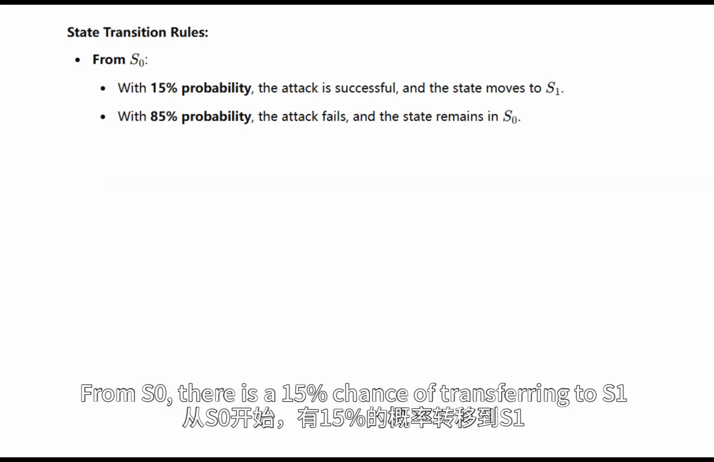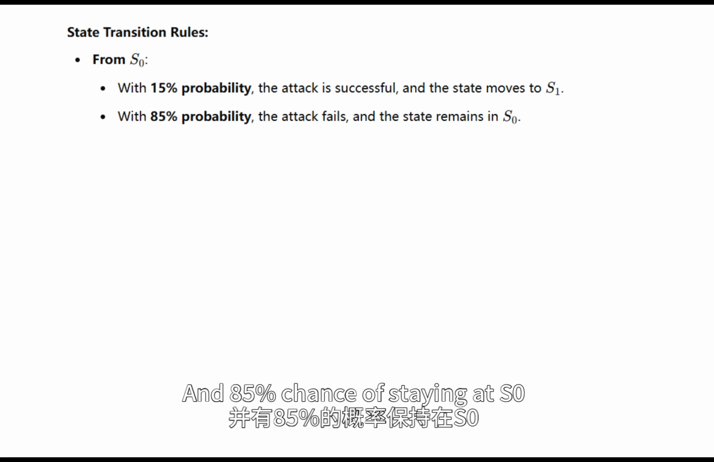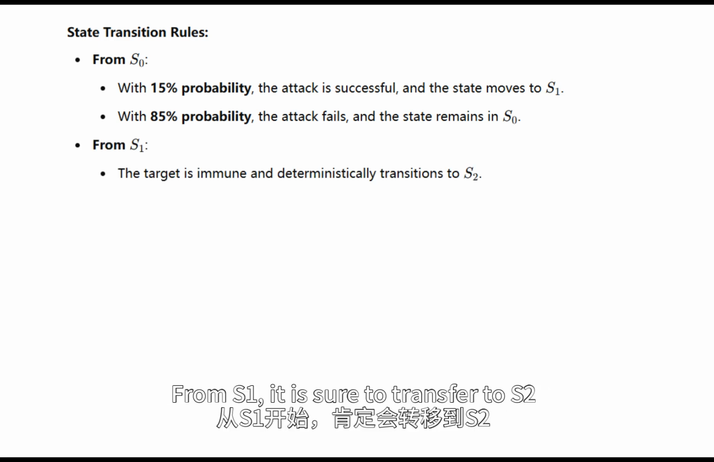And we know the following transferring rule. From S0, there is a 15% chance of transferring to S1, which means Lord of Vermilion is triggered, and an 85% chance of staying at S0, which means it has not been triggered. From S1, it is sure to transfer to S2.